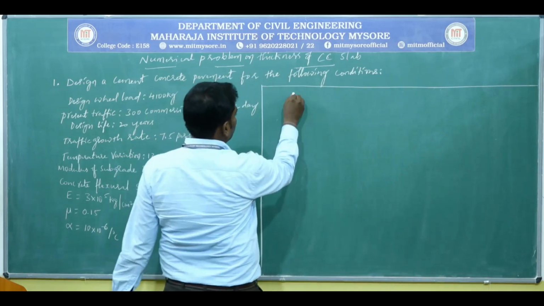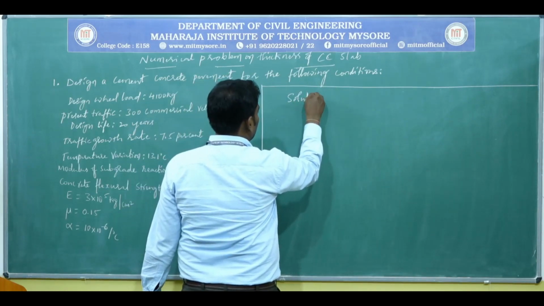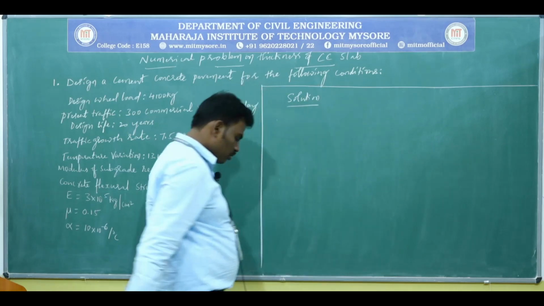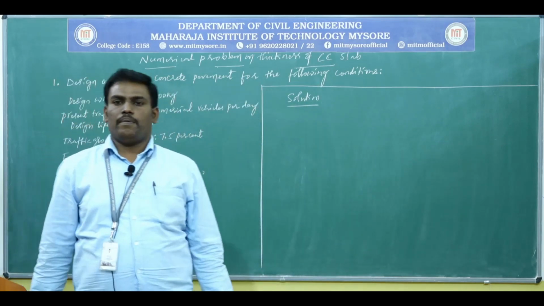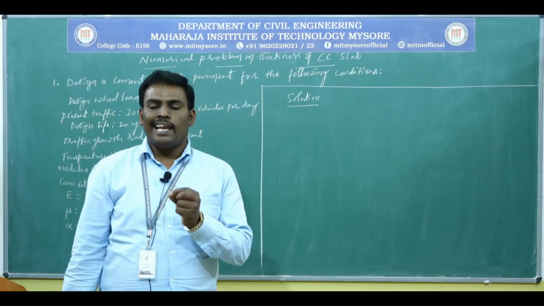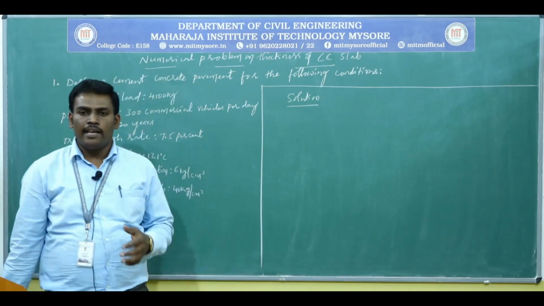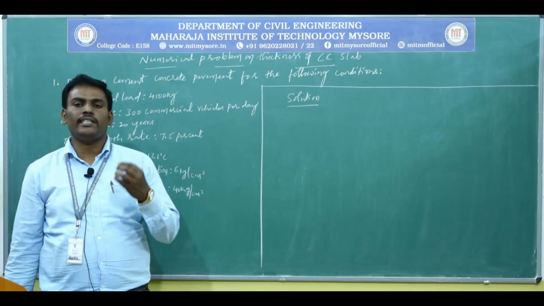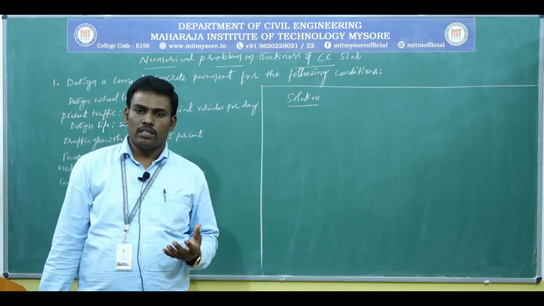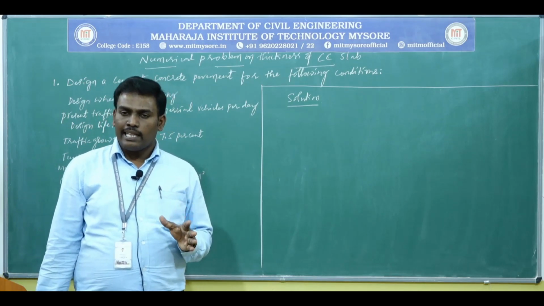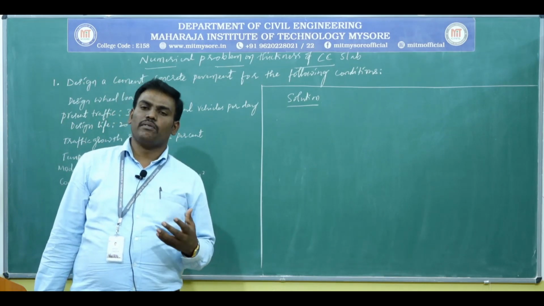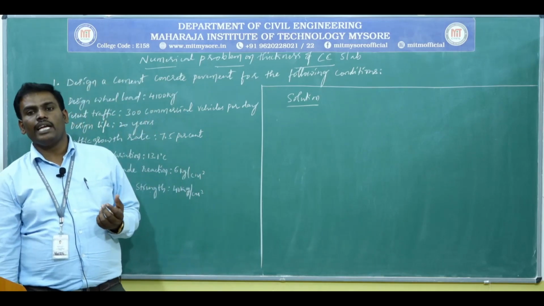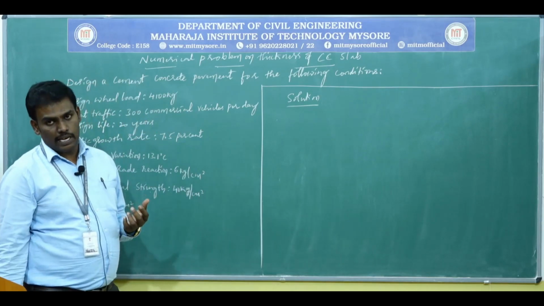Okay, go for the solution. In the first step, you need to select a trial thickness and the spacing of longitudinal joints and transverse joints. You need to select a trial thickness along with the spacing between the transverse joints and longitudinal joints.